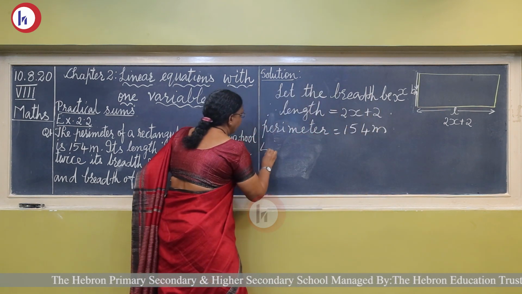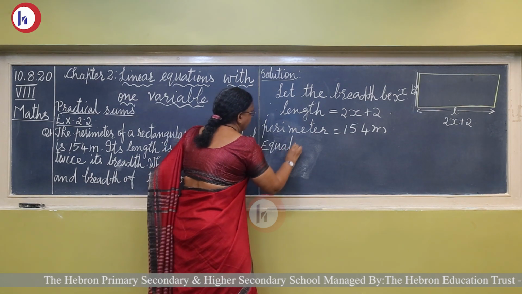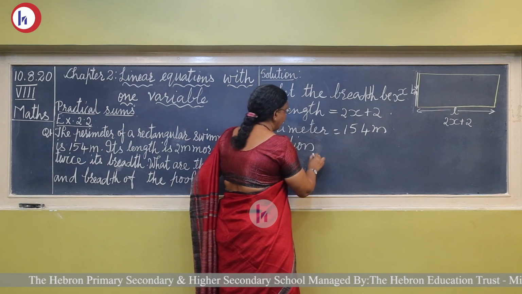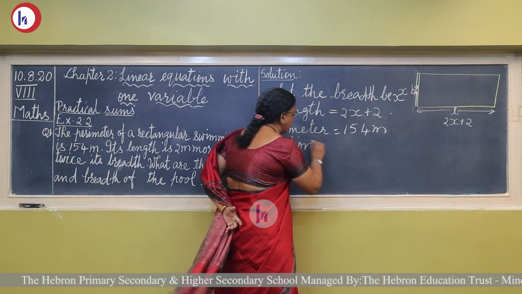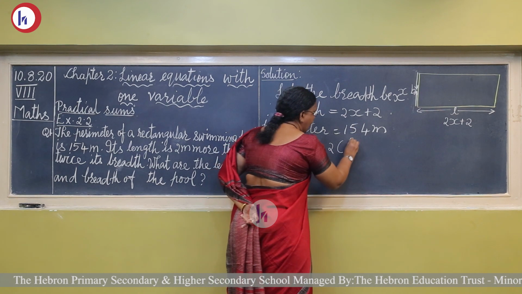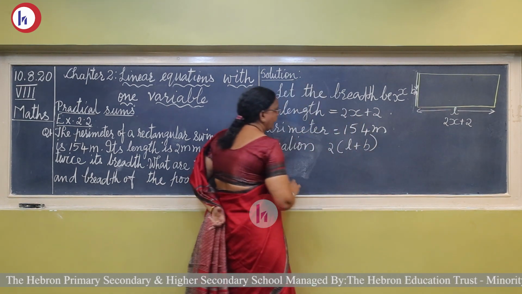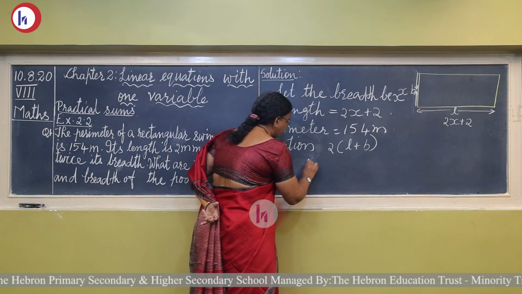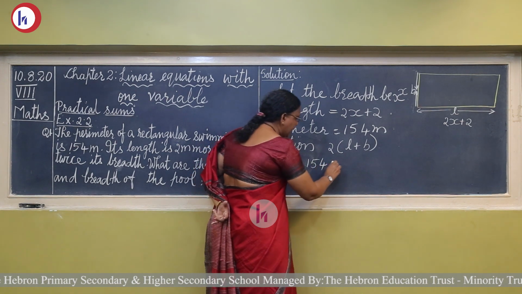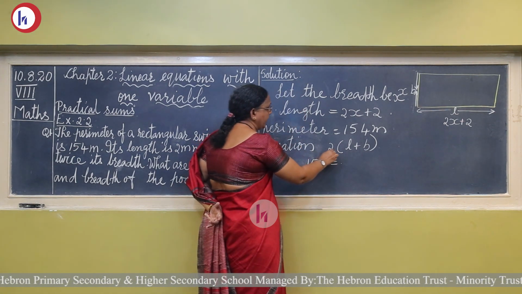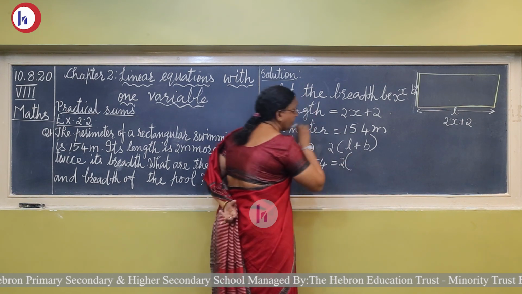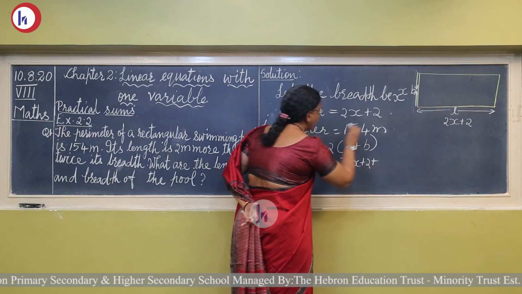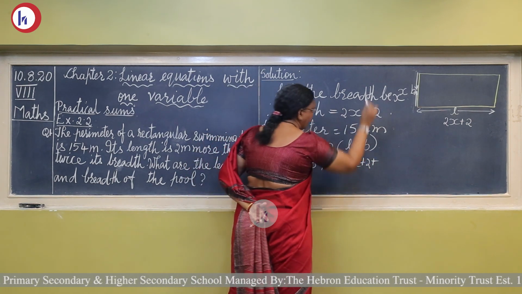So the equation is what comes, that is the perimeter. Already we learned the formula for finding perimeter, that is 2 into (L plus B). Therefore, here we said that the perimeter is already given, that is 154 is equal to 2, it is already there. Now substitute. Now L is length 2x plus 2 plus breadth, which we already wrote, that is x.